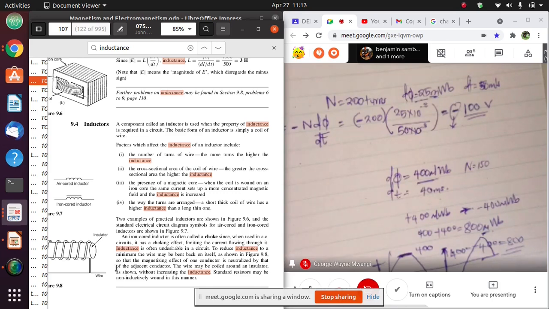Remember, the principle of inductance is that you have a coil wrapped, then it is energized. You connect it to a power source. This is essentially an electromagnet.